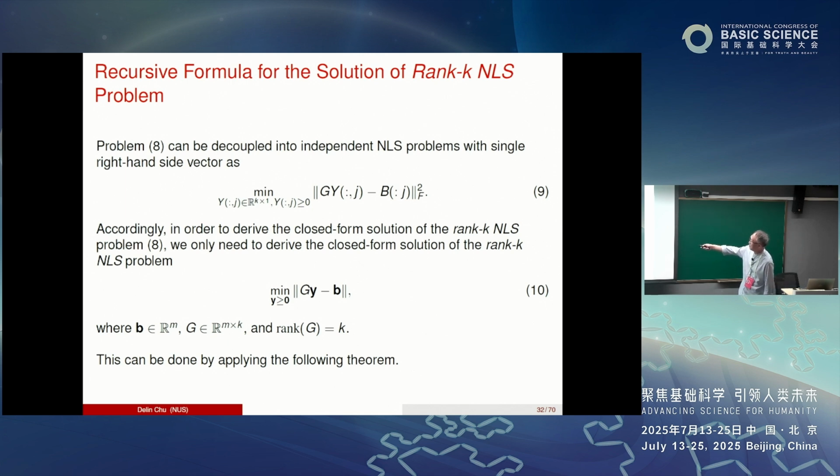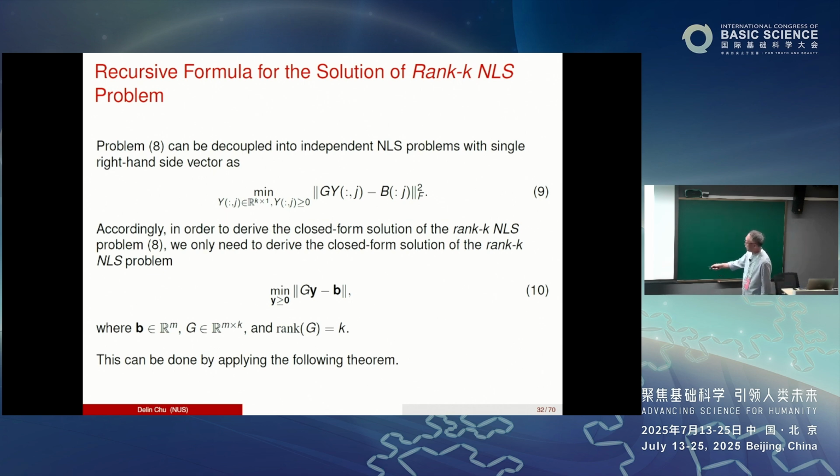Now, the problem A can be decoupled into independent non-negative least square problems with a single right-hand side vector like this. This kind of minimization problem can also be written in a unified form: minimize ||Gy - b|| with the constraint y greater than or equal to 0. So now we just try to solve this minimization problem. How to solve this minimization problem?